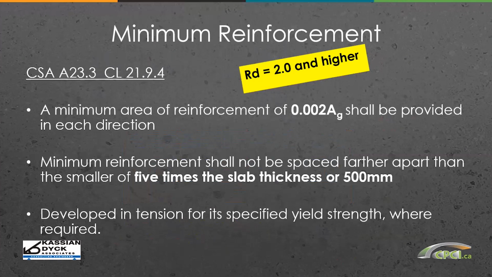In CSA A23.3, there's a requirement for RD2 and higher structures that the minimum area of reinforcement of 0.002 Ag be provided in each direction. To satisfy this requirement, you would need concrete topping on hollow core with appropriate reinforcement. Untopped hollow core would not have reinforcement in both directions, so for an RD2 structure, that would not be compliant with this requirement. Additionally, there are some reinforcement requirements that it not be spaced more than 5 times the slab thickness or 500 millimeters and be developed in tension for its specified yield strength.